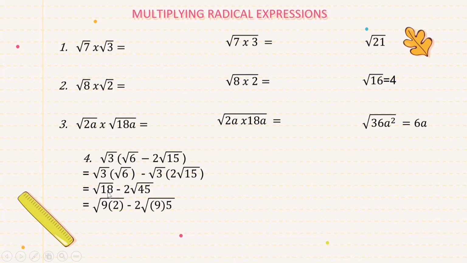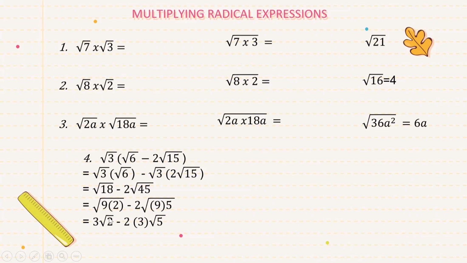So, first, i-get natin yung factors ng 18. So, the factors of 18 is 9 and 2. Then, kunin din natin yung factors ng 45. So, that would be 9 and 5. So, extract natin siya or simplify natin siya. So, bakit siya 3? Because the square root of 9 is 3, kaya natin siya ilalabas.